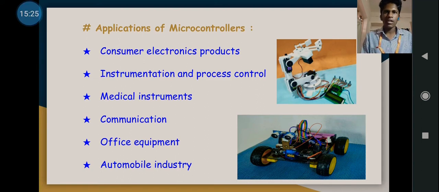In the automobile industry, to control all the sets. In the robotic industry, we can find in every industry a piece of a microcontroller, or just a vision of a microcontroller can be found.